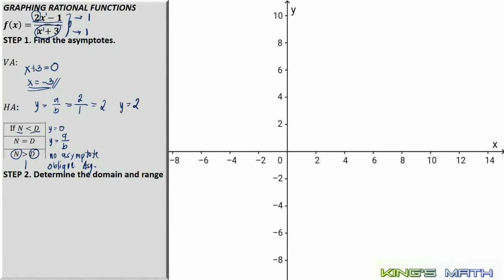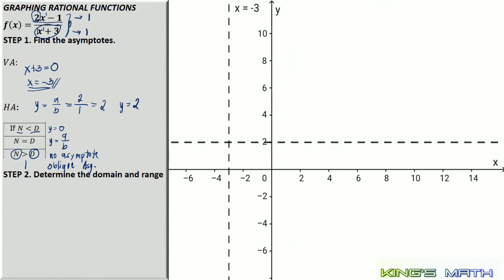After determining the vertical and horizontal asymptotes, we are going to graph them in our Cartesian plane. Those lines are what we have here. This is the graph of x equals negative 3, and this is the graph of y equals 2. We graph these two asymptotes using dashed lines.